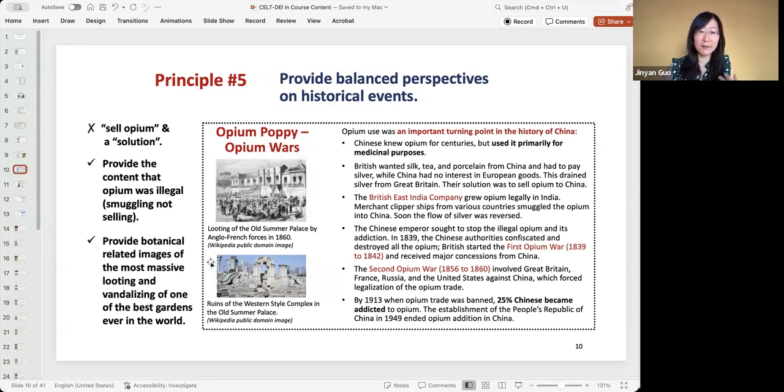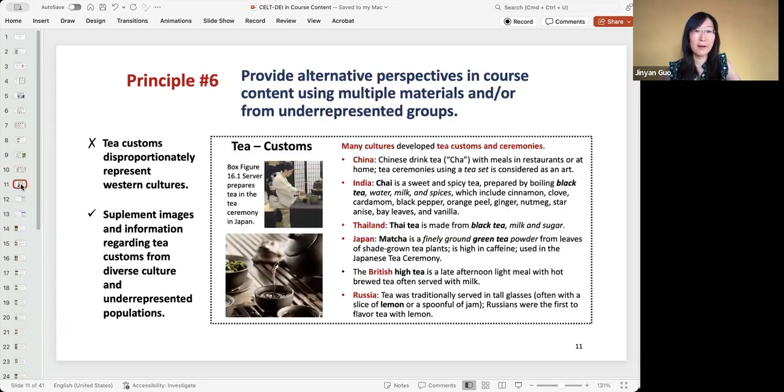And I provide, corresponding to the previous principle I mentioned, images again from Wikipedia and public domain images about the Old Summer Palace, which is one of the best botanical gardens in the world ever built. So it's botanical related, and it suffered from probably the most massive looting and vandalizing in human history. So it's really not a solution. By providing this historical aspect and using facts, I provide a balanced perspective of this historical event of the Opium Wars. So that's number 5, providing diverse perspectives.